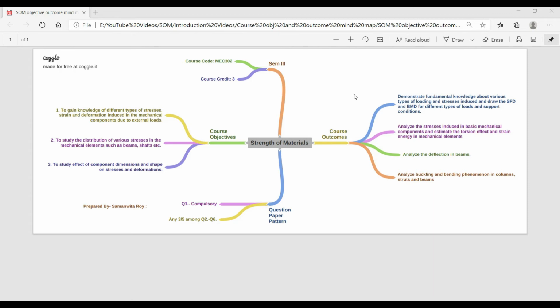Let's read the third one: analyze the deflection in beams. This is very, very important. We are going to deal with the deflection of beams. For example, in a building, you can see there are columns and a beam, and there are floors above in the building. The above floor always applies load on the beam of the floor below.